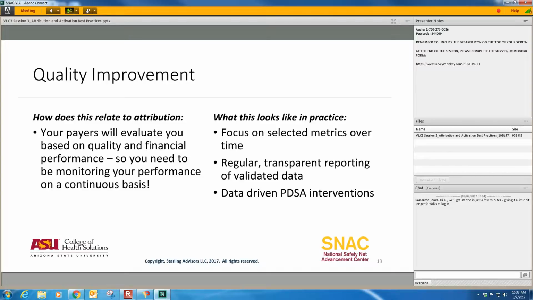So what this looks like in practice is focusing on selected metrics over time, and how you select those metrics I think is probably driven by a mix of what's the priority for your patient population, for your providers, and then what types of contracts you have in place, what types of pilot programs. Sometimes these metrics are selected for you, or they're selected if you apply to enter the Medicare Shared Savings Program. There will be a set of metrics that are associated with your success in that program. So I think it's a mix of setting your own priorities and looking at what types of opportunities are available to you.